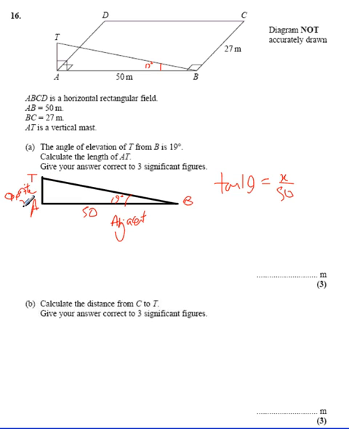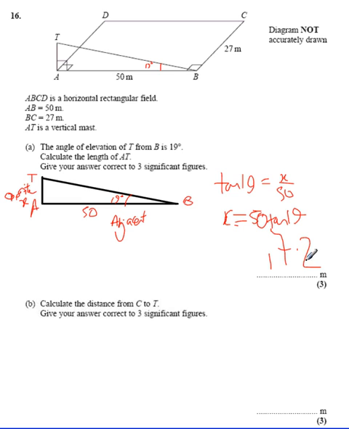Call this x here. So therefore x equals 50 times tan 19. Careful, it's not always the trigonometric function times the number. It depends on whether x is on the top or the bottom. But if we multiply both sides by 50, this is what we get. And 50 times tan 19 is 17.2.